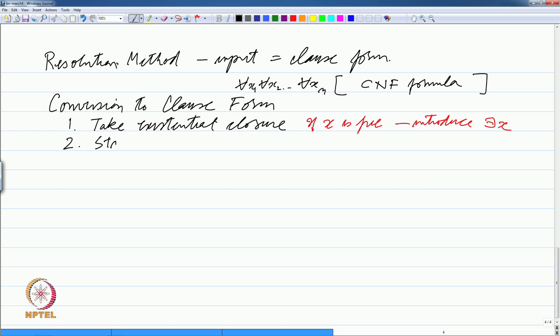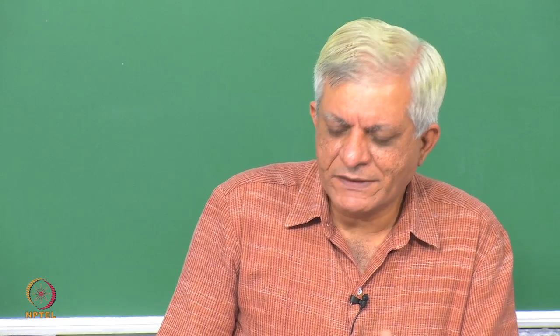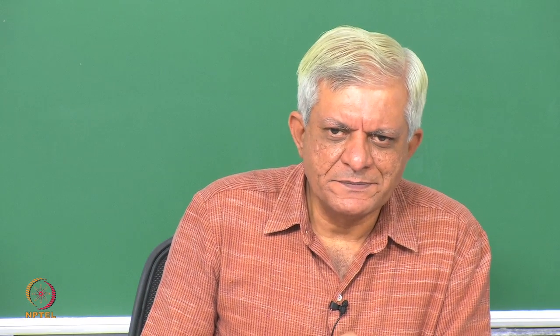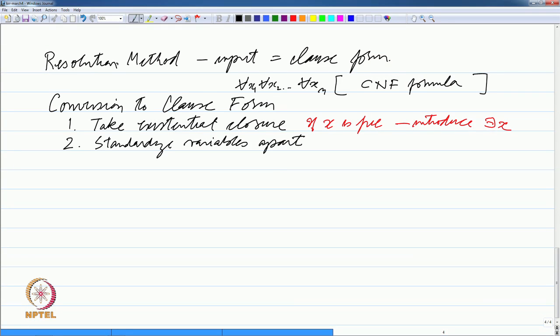Then we have already seen this: standardize variables apart, because one of our goals of converting into clause form is that we do not want to handle quantifiers. So, once we have it in clause form, and since all the quantifiers are outside the square brackets, you can just throw them away actually. But if you do that, we have to be careful that whenever we use two instances of the same quantifier, we must use a different variable name, and that is what we had said when we were looking at forward chaining as well.